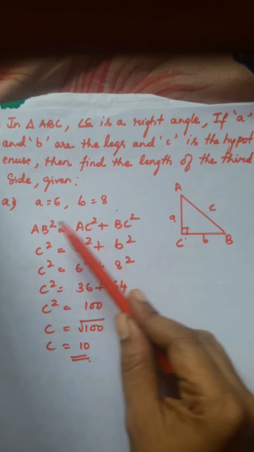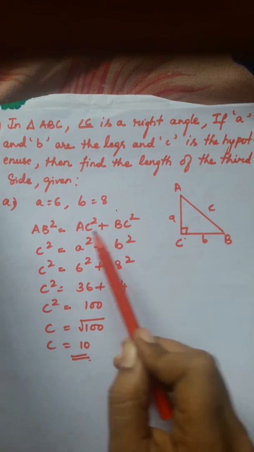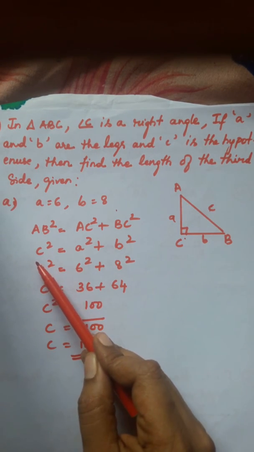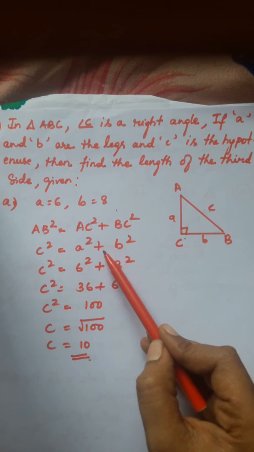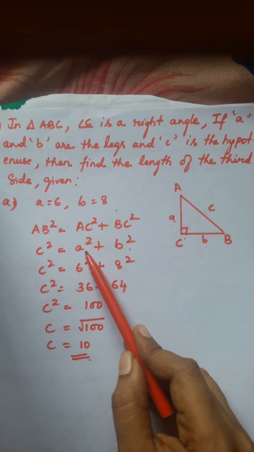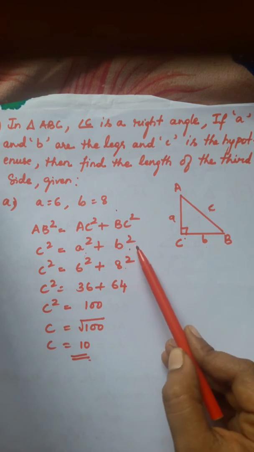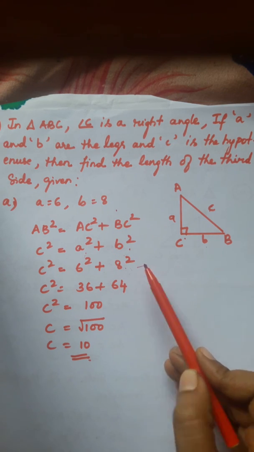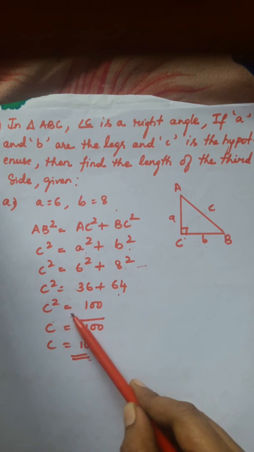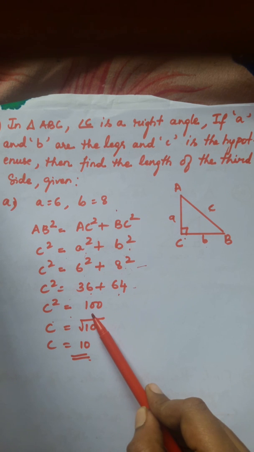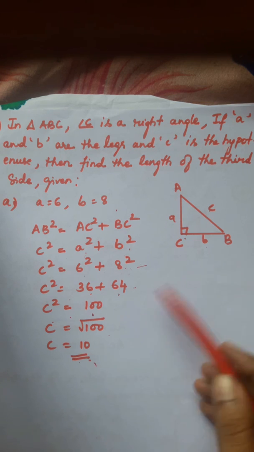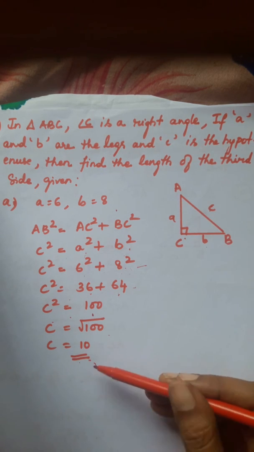Now according to Pythagoras theorem, AB square is equal to AC square plus BC square, that is, C square is equal to A square plus B square. Then C square is equal to, in the place of A, 6 square plus, in the place of B, 8 square. C square is equal to 6 into 6, 36, plus 8 8s are 64. C square is equal to 36 plus 64, which is 100. So C is equal to the square root of 100, that is, C is equal to 10. We got the value of C as 10.